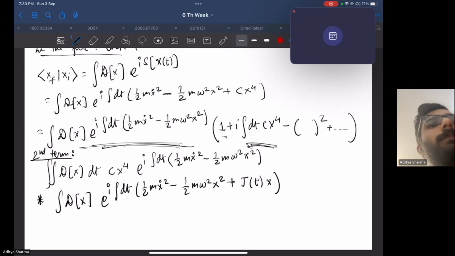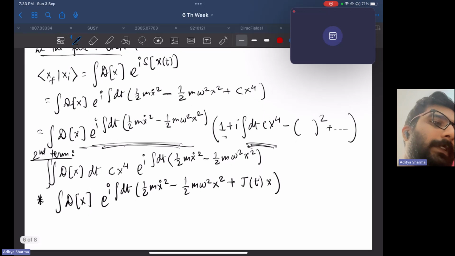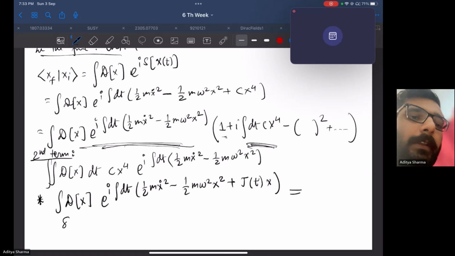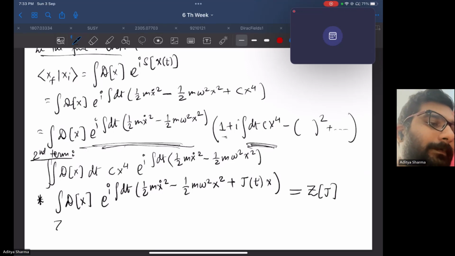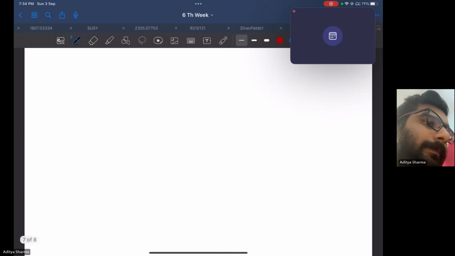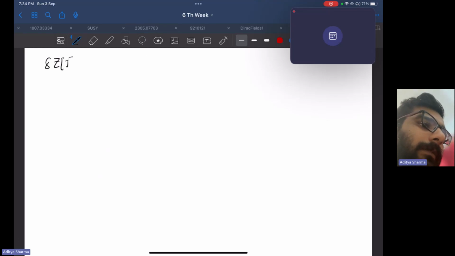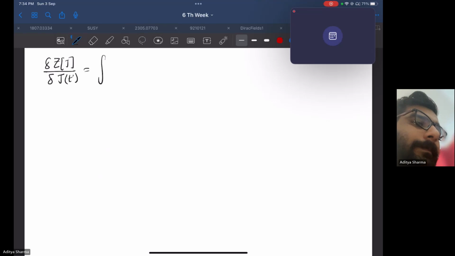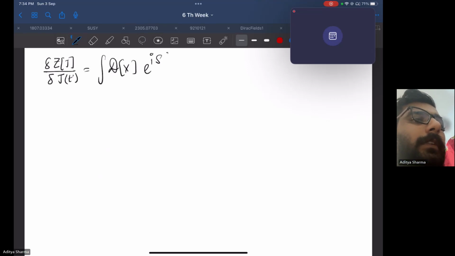Now, one of the observations from this integral you can find is, suppose I write this to be, say, I'm just giving some notation, Z of J, and if I take the functional derivative with respect to Z of J, what should I get? That is the question I'm interested in.